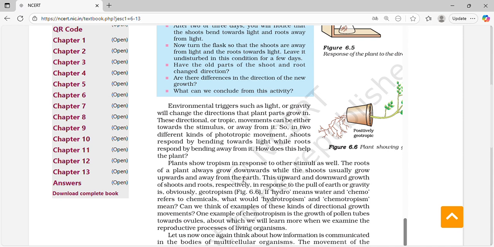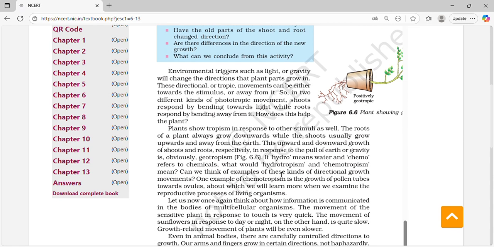The roots of a plant always grow downwards while the shoots grow upwards, away from the earth. This upward and downward growth, respectively, in response to the pull of gravity is obvious. It is called geotropism. Hydro means water and chemo refers to chemicals. Hydrotropism is the movement towards water and chemotropism is the movement towards chemicals.